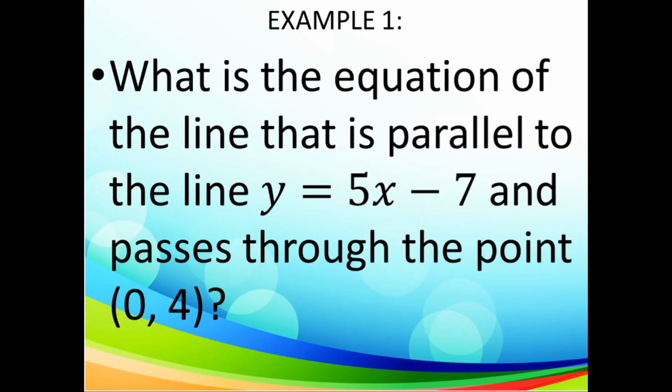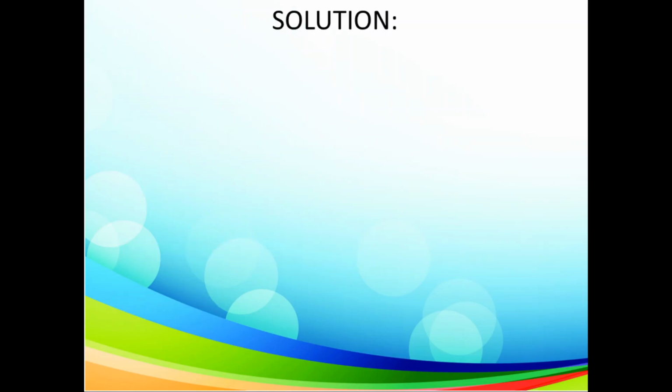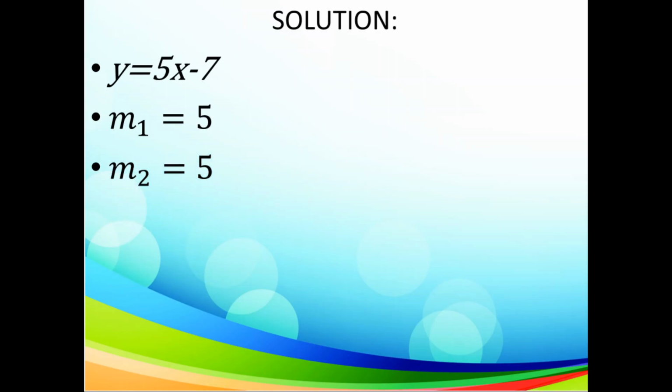So let's look at an example using what we have just learned. What is the equation of the line that is parallel to the line y = 5x - 7 and passes through the point (0, 4)? From y = 5x - 7, we can identify the gradient as 5. Now if the lines are parallel, then the gradient of the second line will also be 5, because parallel lines have the same gradient.